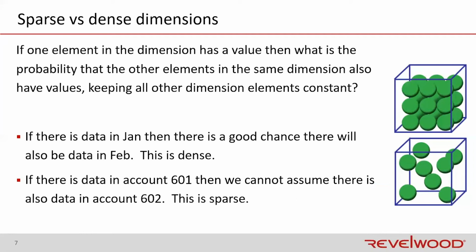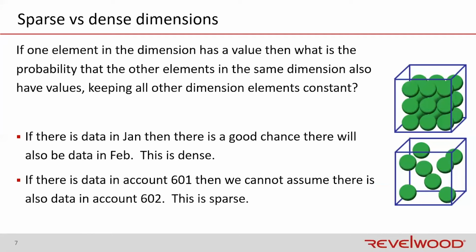But by the end of the year, you have to assume that if there's data in January, you're probably going to have data in February, March, all the way through December. That's what we call dense. That's the image up at the top right, where within that one bucket, you've got a lot of things that's packed in pretty tight.